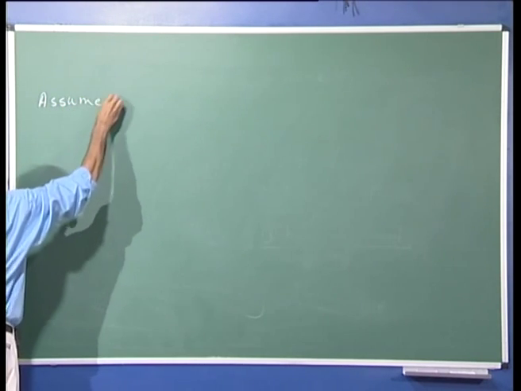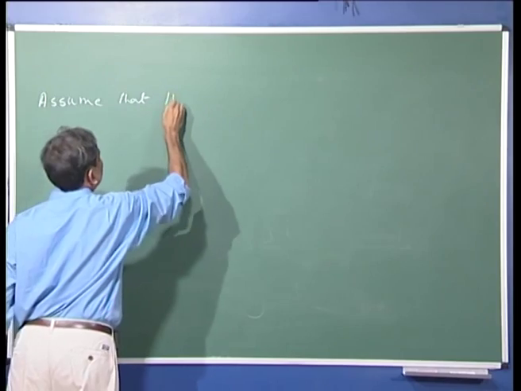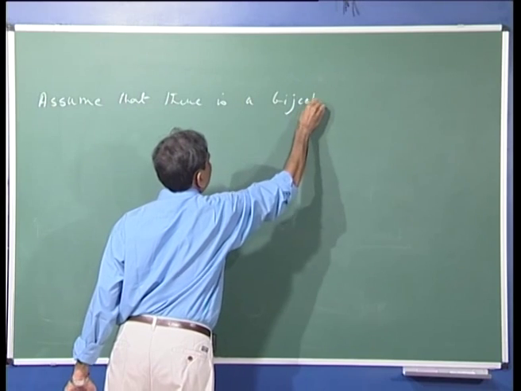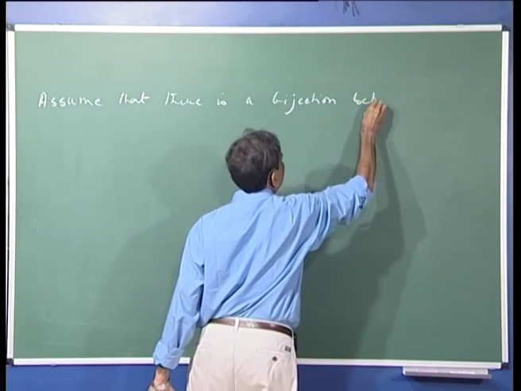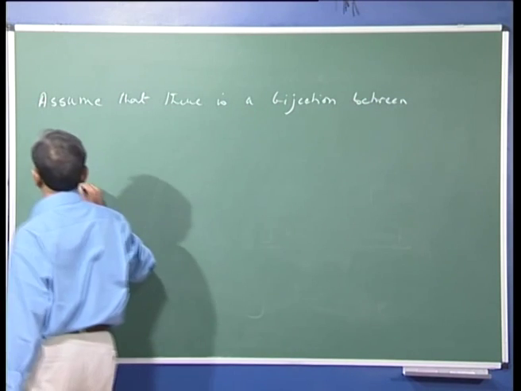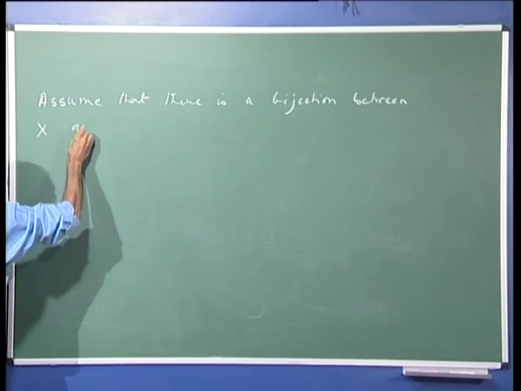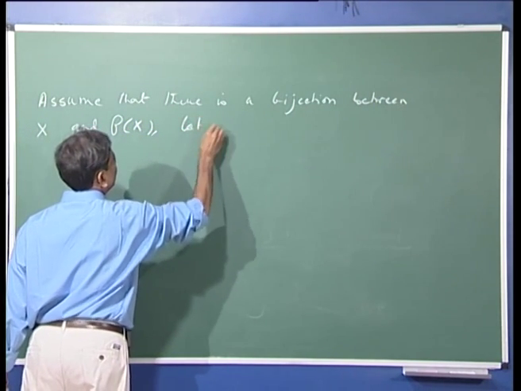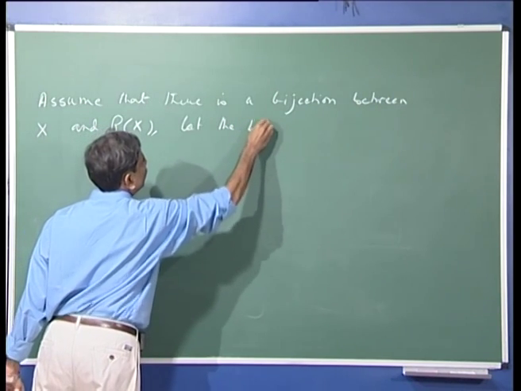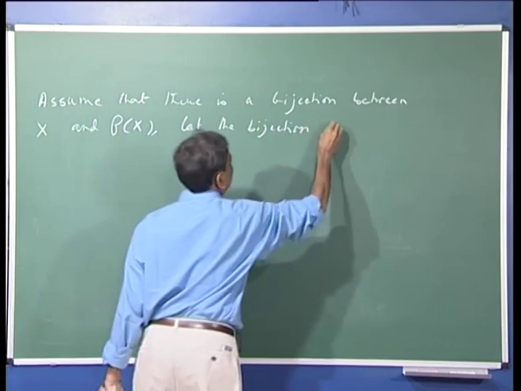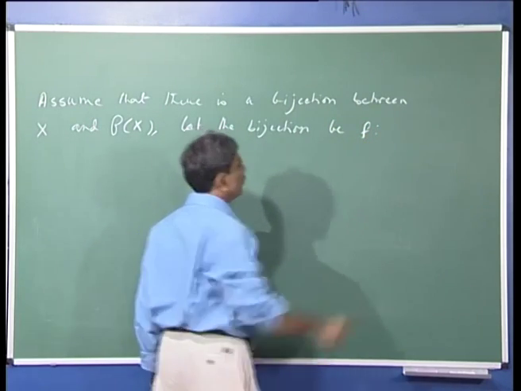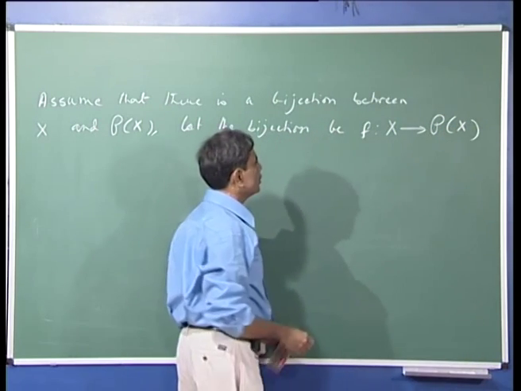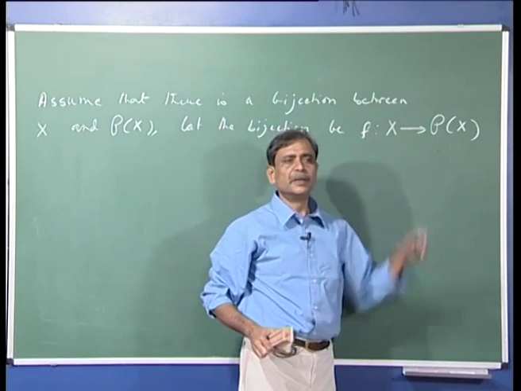Assume that there is a bijection between X and P(X). Let the bijection be F, and this F maps x to P(x). Being a bijection, of course, F inverse also exists and F is one to one.